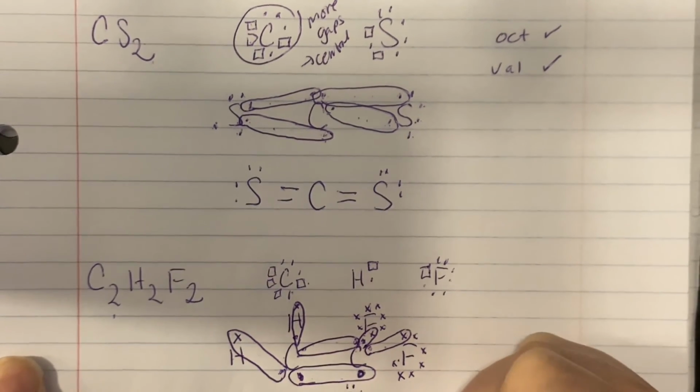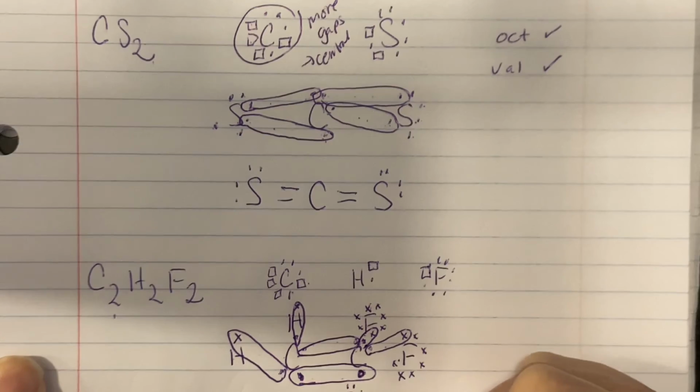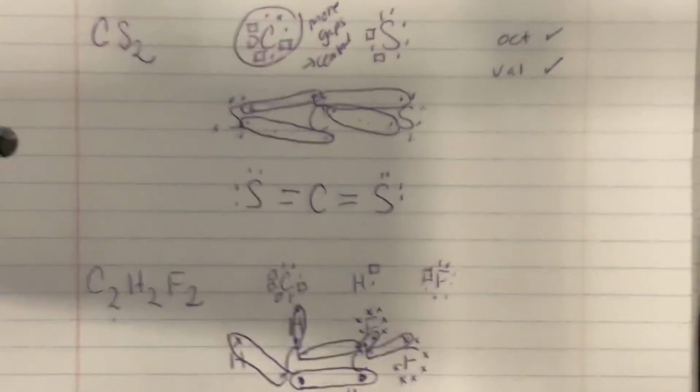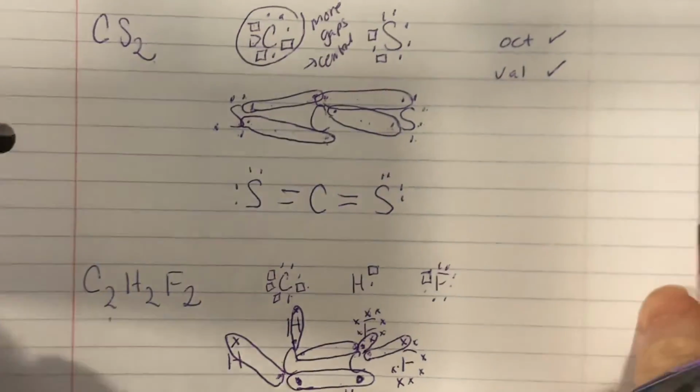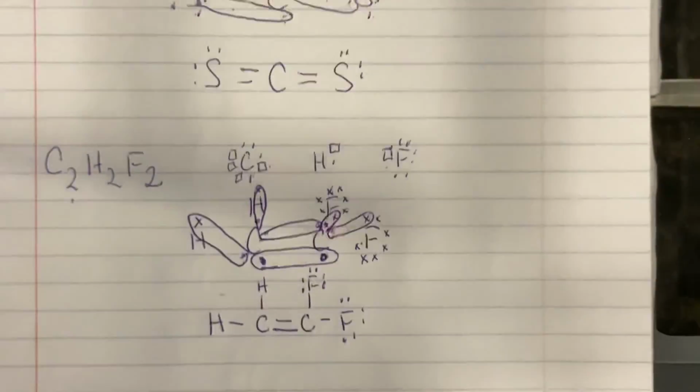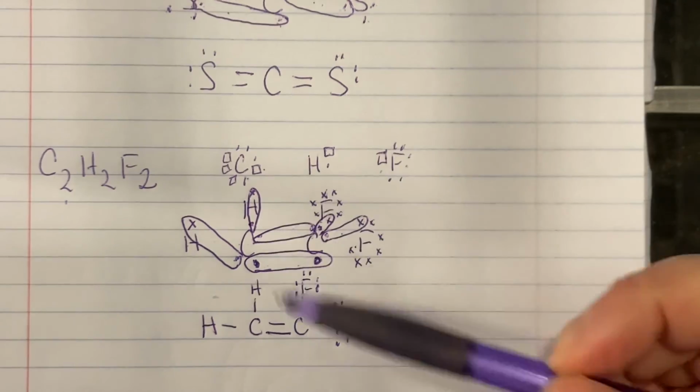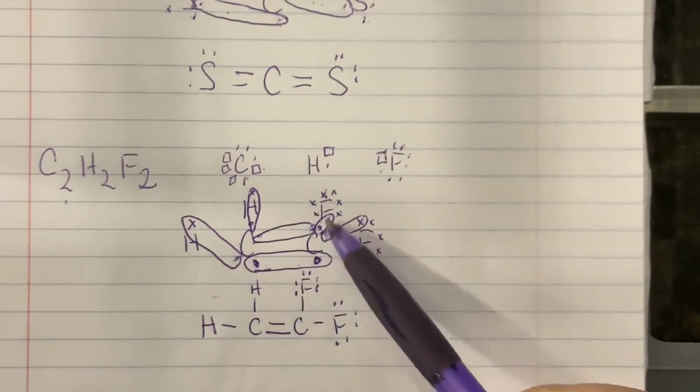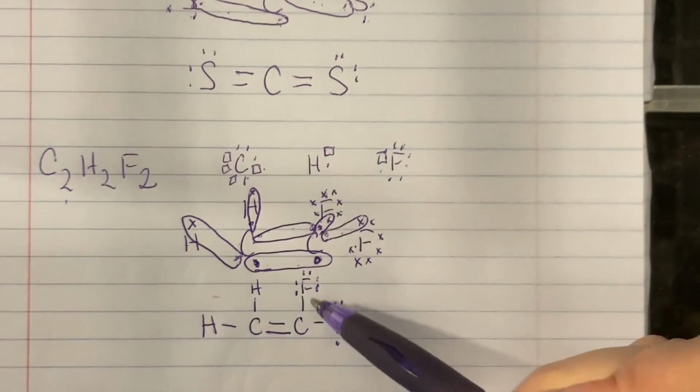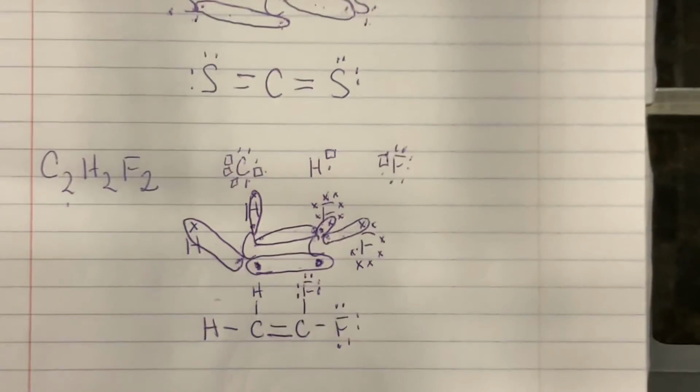Put in those 6 extra electrons on the fluorines, and there is my structure. Oops, let me move my camera down so you can see it there. Just to rewrite. C has a double bond because it has 2. All the other ones have single bonds. And don't forget to add all your electrons around fluorine.